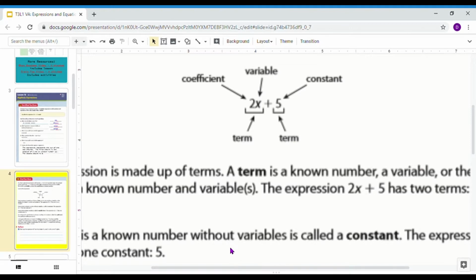And then it's diving a little bit deeper into that variable term. It says if one factor of that variable term, looking just at 2x, is a known number, this number is called the coefficient. So this is my variable term, and I know it's my variable term because it has a letter attached to it. If I look at my variable term, the number that's attached with it is also called the coefficient.